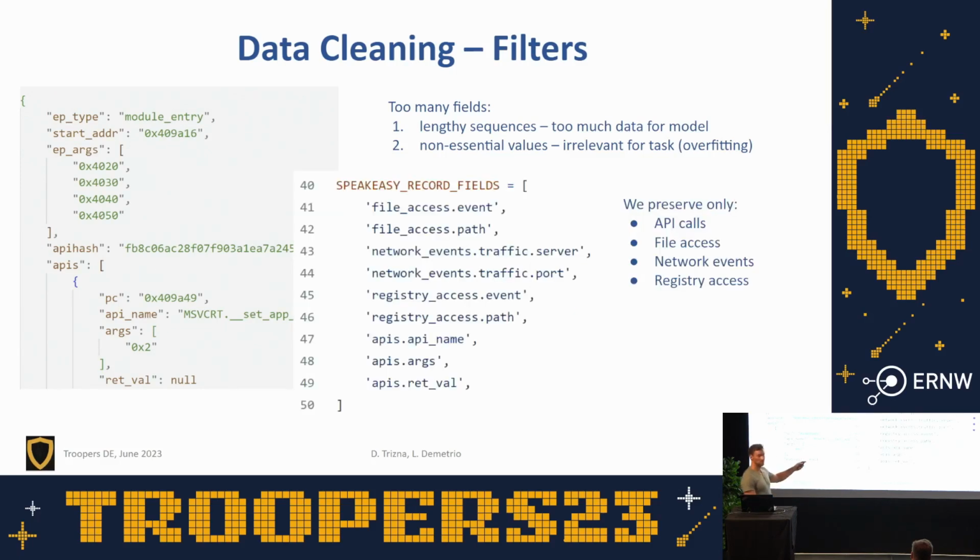Another thing, what we preserved, basically it's obvious to us. It's the API calls, file access, registry, and network. That's the essential core that we need to analyze malware. Everything else goes away.